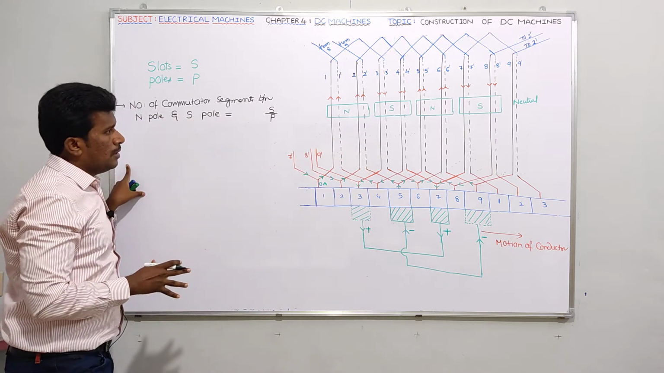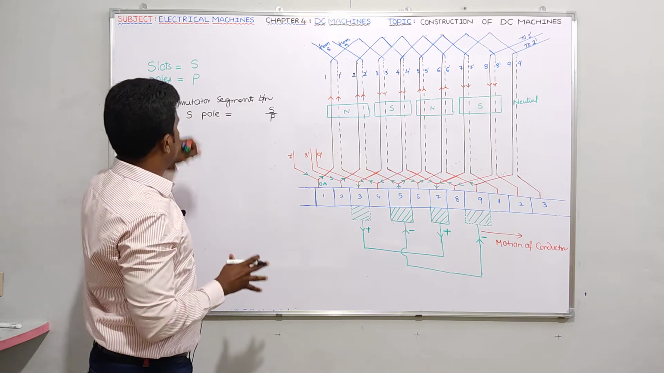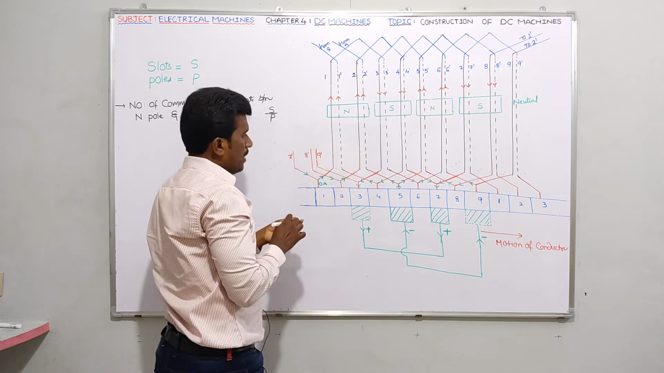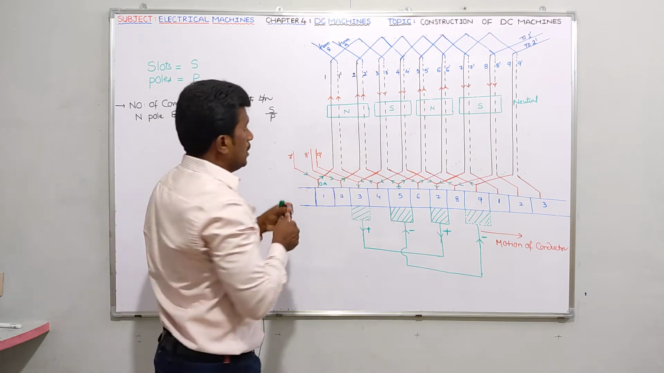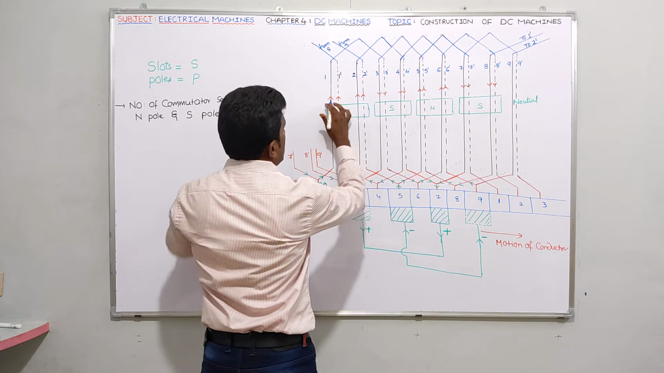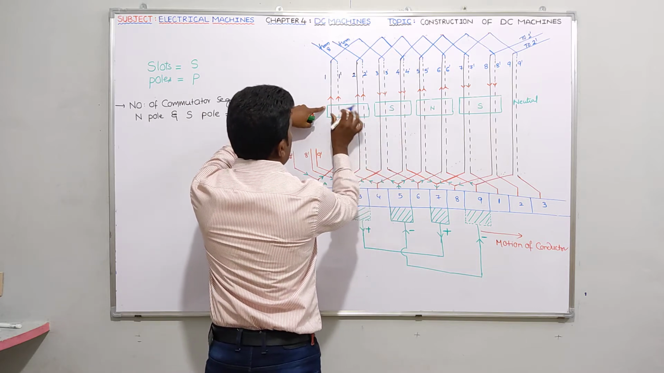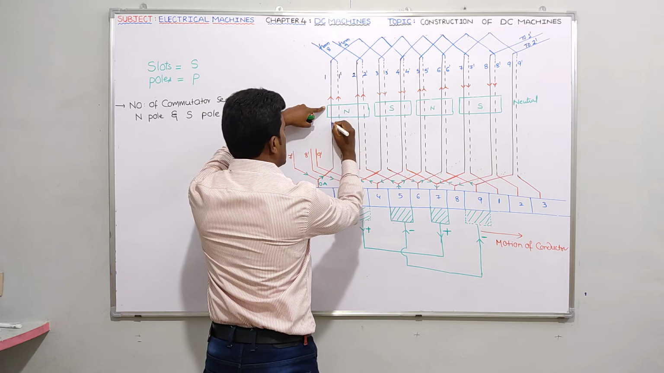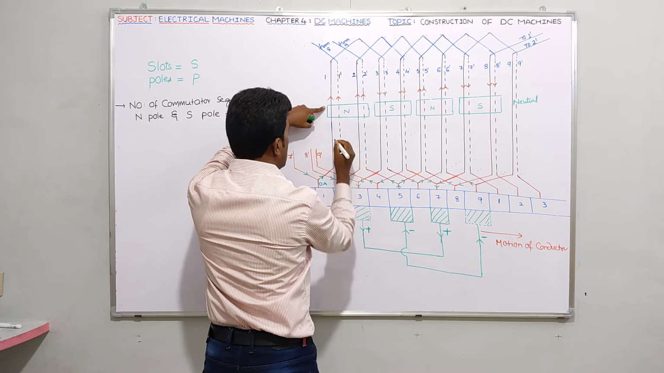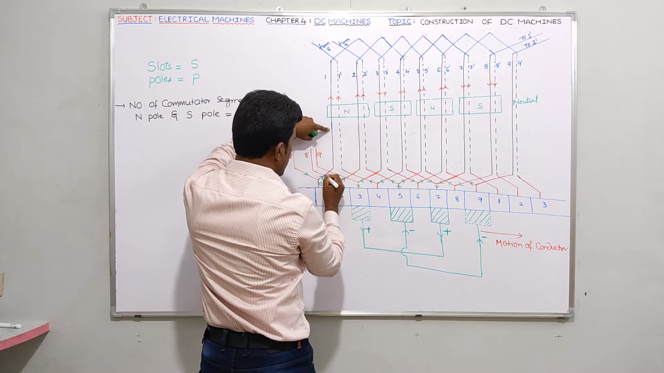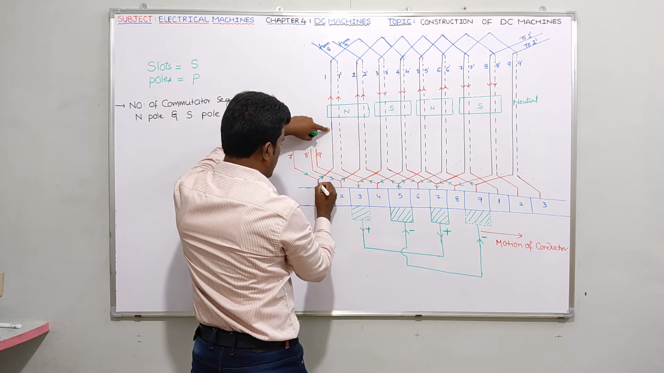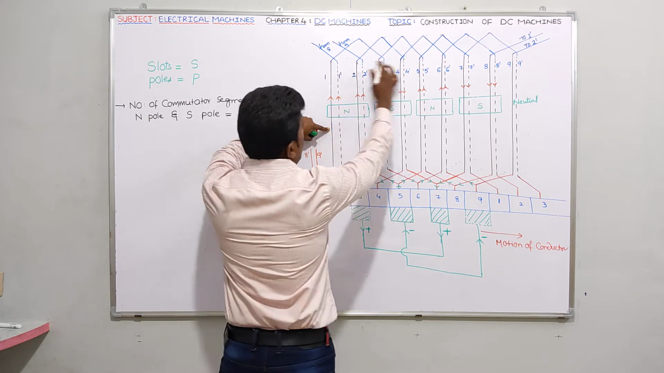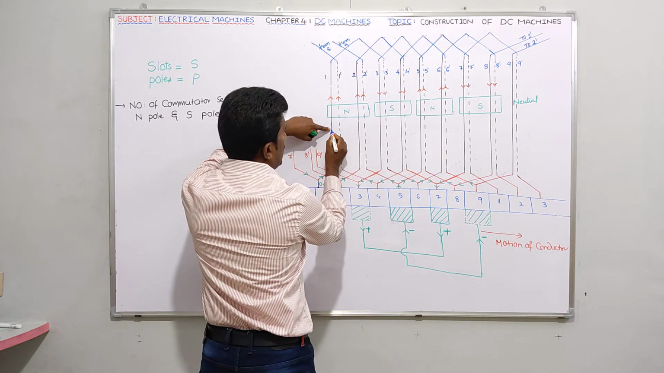Suppose I take a north pole and a south pole, guys. Please try to understand clearly. Let us assume that in this north pole you have slot number 1, slot number 2. For example, let me take slot number 1. Slot number 1 is connected to commutator segment number 1, like this.